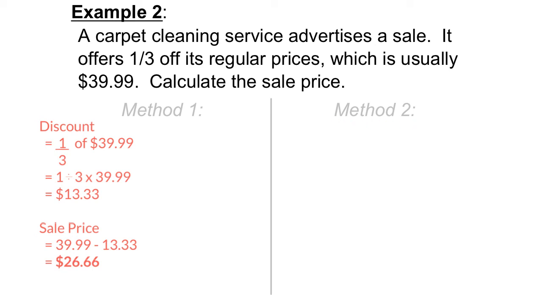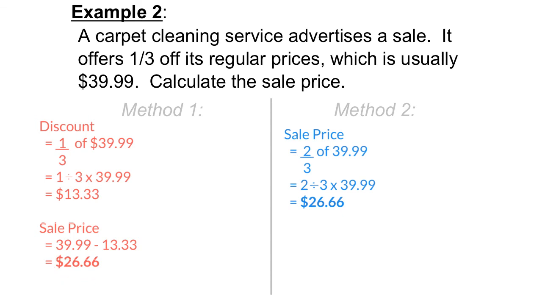In method 2, I'm going to use a shortcut, and I'm going to end up with the same answer. So if my discount is 1/3 of the price, what fraction of the price am I actually paying? Well, if 1/3 is taken off, 2/3 are remaining. So my sale price is 2/3 of the regular price. And don't forget, 2/3 just means 2 divided by 3. So to calculate my sale price, it's just 2 divided by 3 times the regular price, which is $26.66.